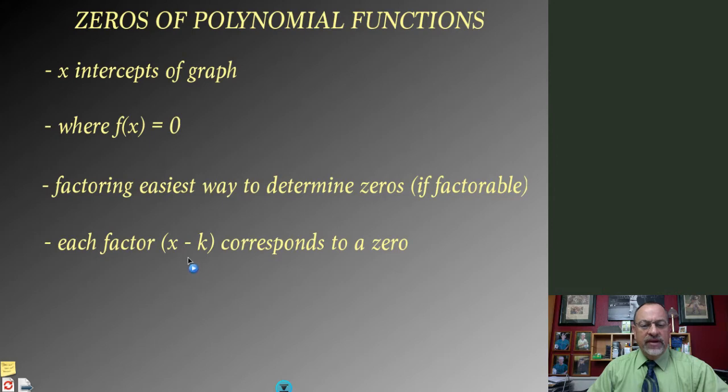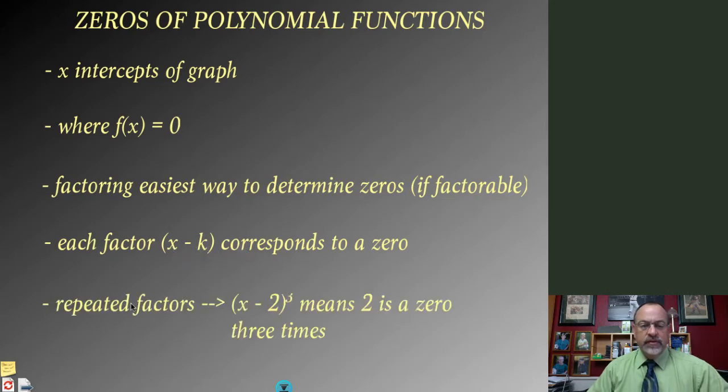Now, once we have it, each factor corresponds to 1 zero of the polynomial. So every factor corresponds to a zero, because if we put all those factors multiplied together equal to 0, then any one of those being 0 would make the entire polynomial equal 0. So anything that makes one of these factors 0 is a zero of the function. So that means x minus k would be a zero.